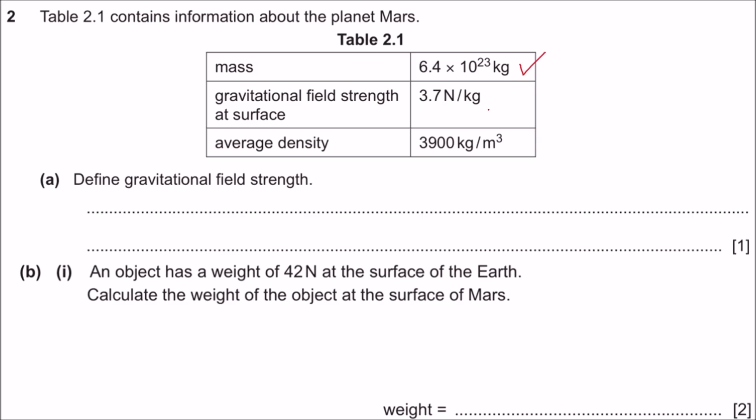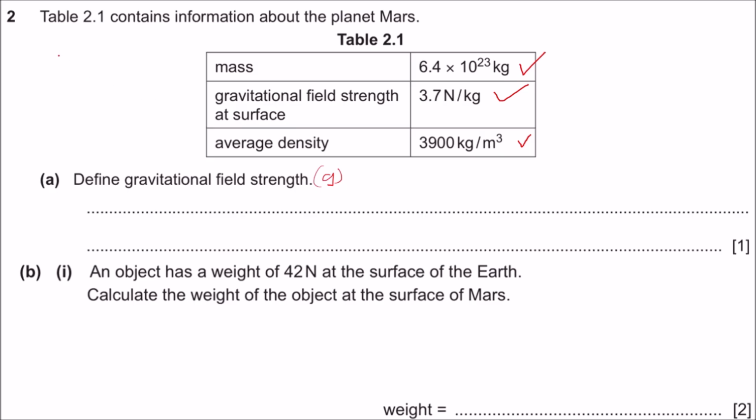Gravitational field strength at its surface is 3.7 newtons per kg, and average density is 3,900 kilograms per cubic meter. Define gravitational field strength. Gravitational field strength is what we normally just refer to as a small g.